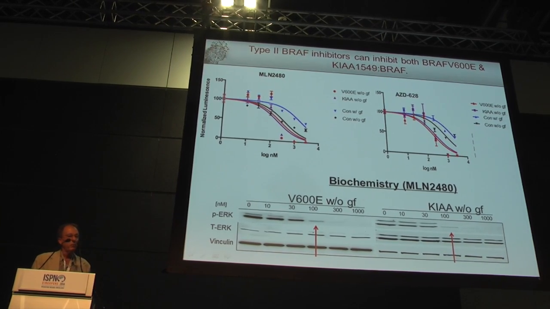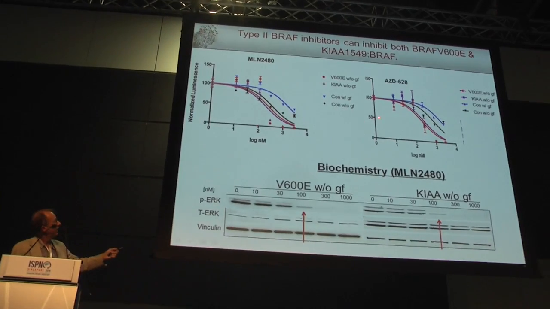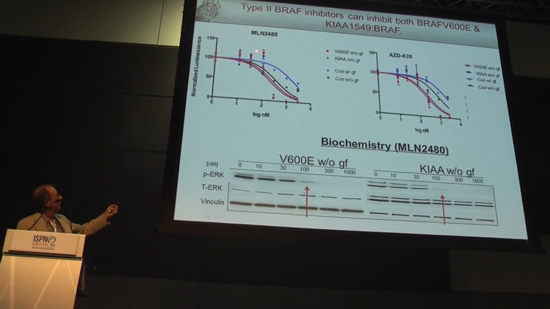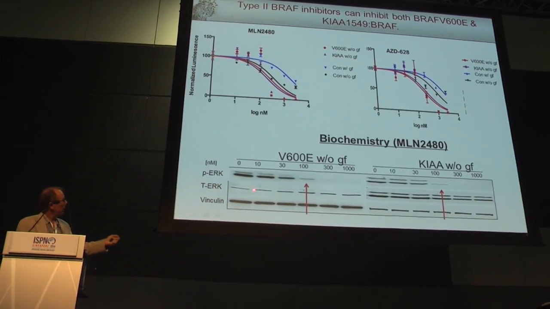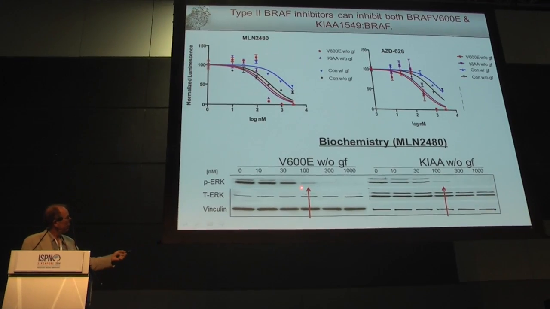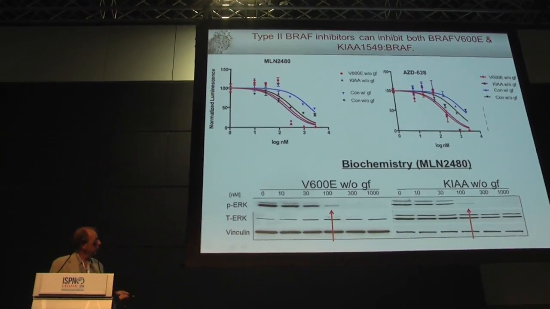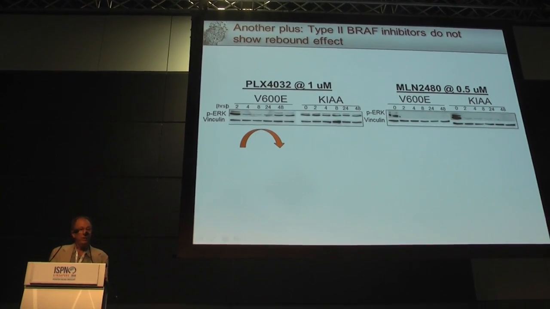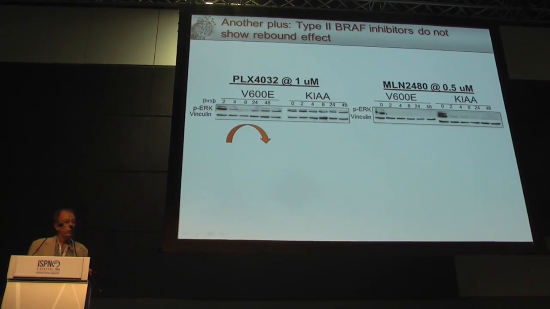The type 2 inhibitors block both the truncation fusion and the point mutation versions of BRAF. This is the Millennium drug, this is the AstraZeneca drug, here's the biochemistry. You're getting good inhibition of V600E and the truncation fusion at identical doses. Another plus is that these type 2 BRAF inhibitors do not show the rebound effect.